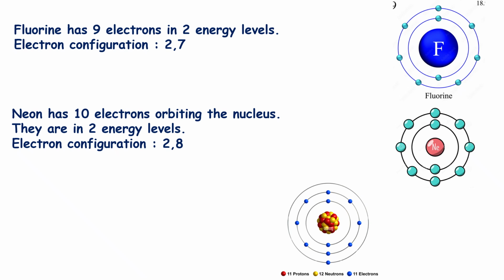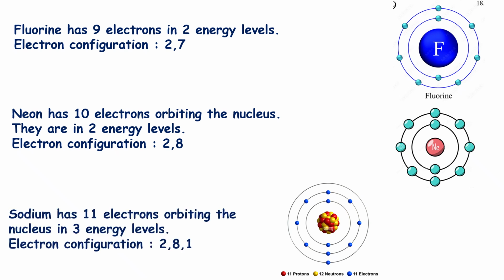Now we will examine sodium. Sodium is a metallic element. Now this is sodium atom. It has 11 protons, 12 neutrons, and 11 electrons. The 11 electrons are distributed in 3 energy levels. The first energy level has 2 electrons. It is full, complete, saturated. So now 8 electrons go to the next energy level and it is saturated or complete or filled.